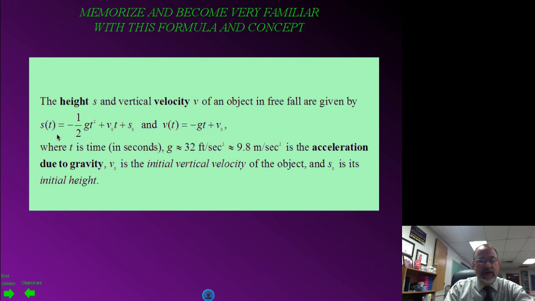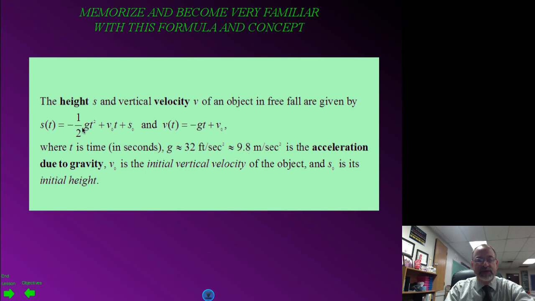Okay, the t represents time. g is the acceleration due to gravity, how fast something picks up speed with just the pull of gravity. And the gravity's pull is 32 feet per second squared if you're talking in feet, or 9.8 meters per second squared if you're measuring in meters.